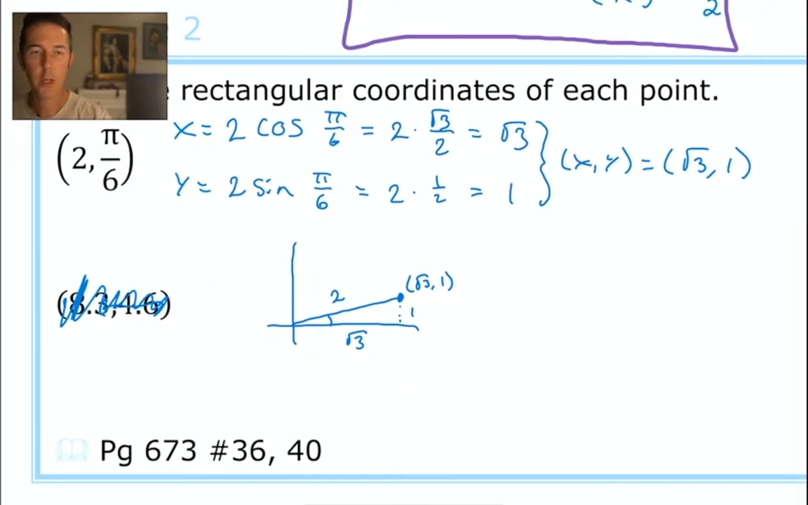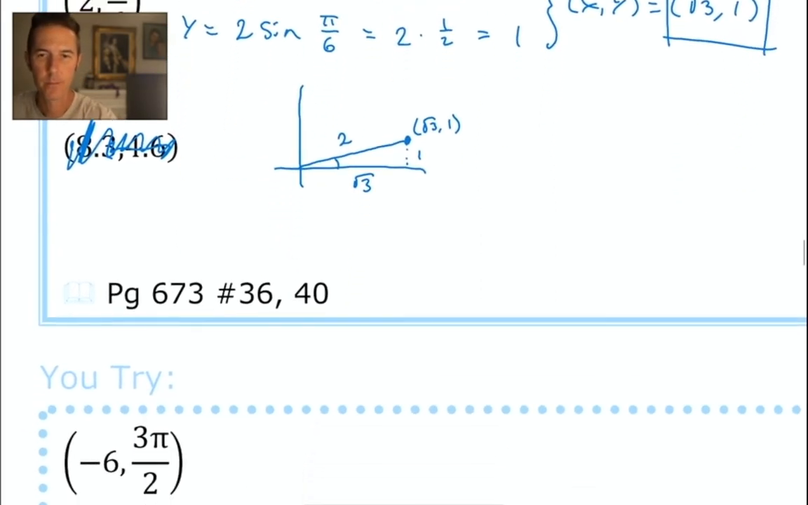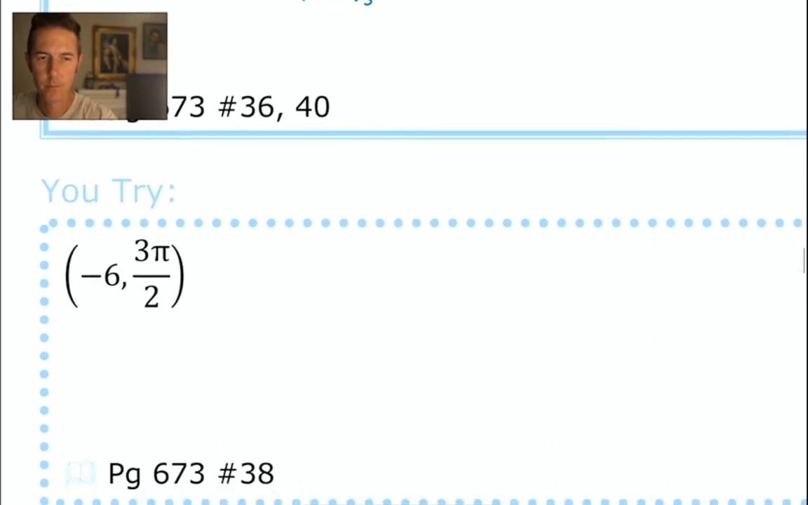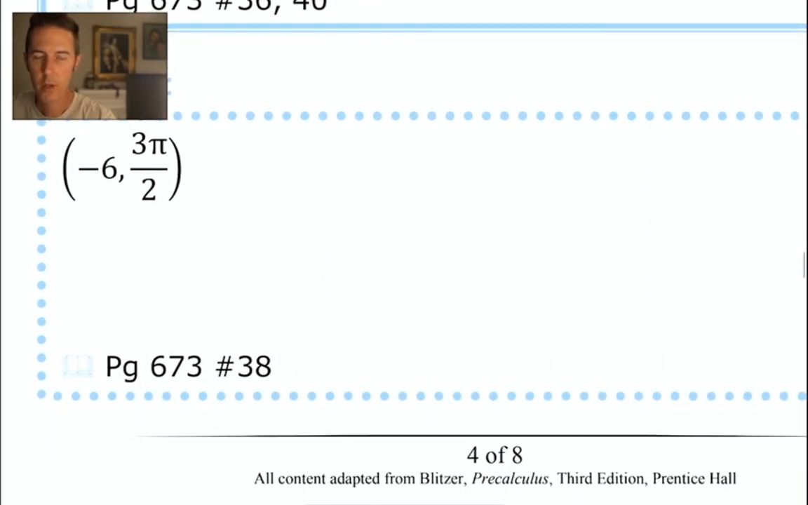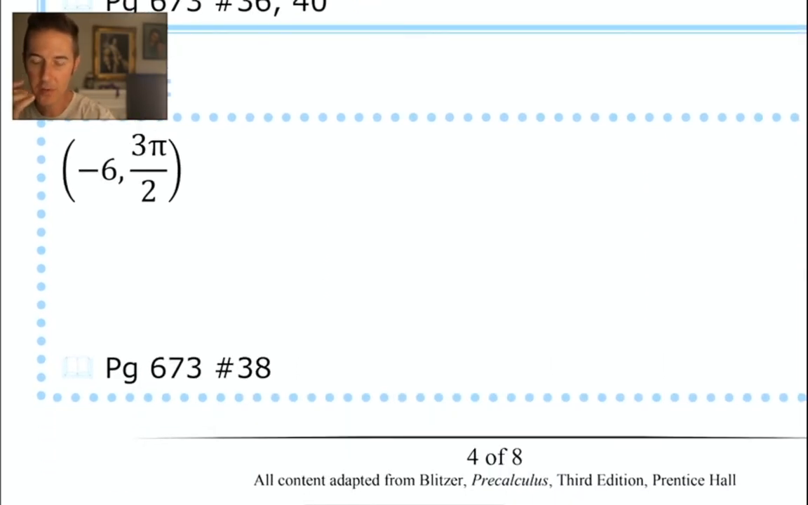So a couple of different ways to get yourself a final answer, which in this case is a point using rectangular coordinates x comma y. Exact same process on this one.